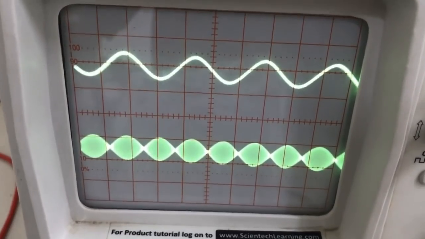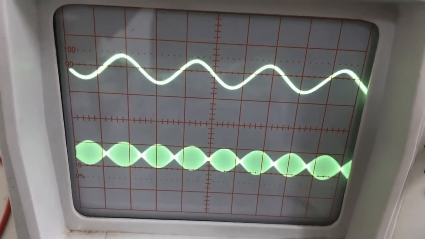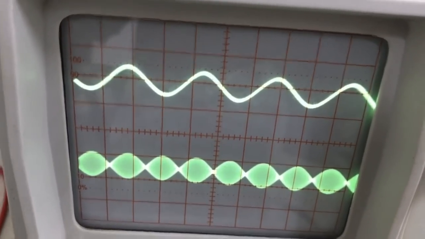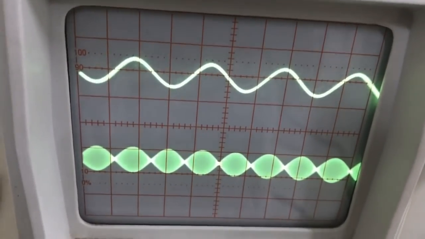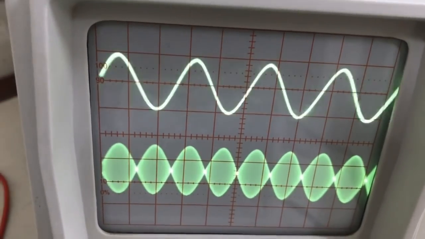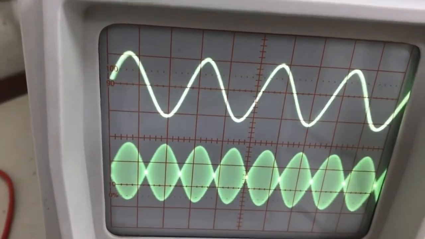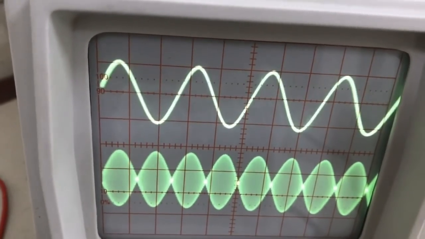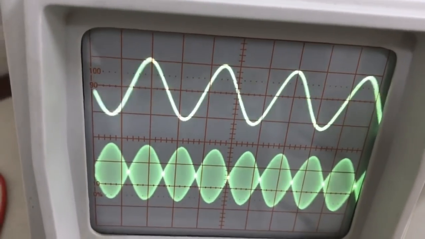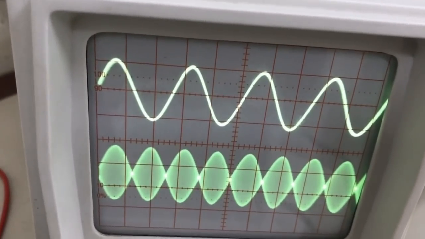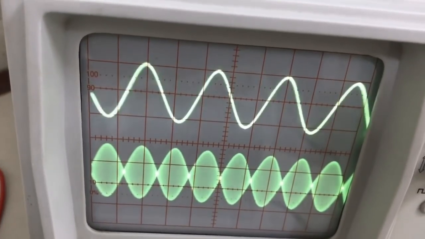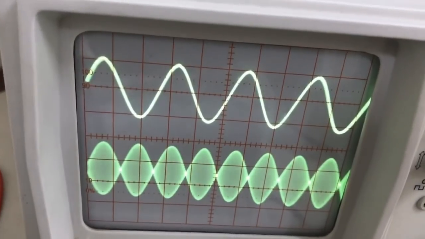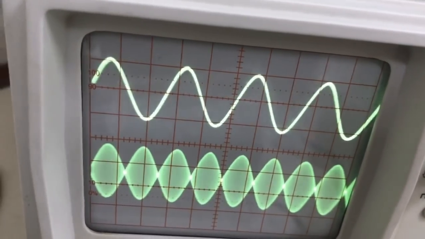On the top, what you see is a sine wave, which is a modulating signal. On the bottom, what you see is a DSB, double sideband. If I increase the input amplitude, you'll see the modulated signal's amplitude also increases. So this is basically double sideband. It is different than amplitude modulation because in DSB, the carrier doesn't exist. The standalone carrier doesn't exist, but it's a modulated carrier.